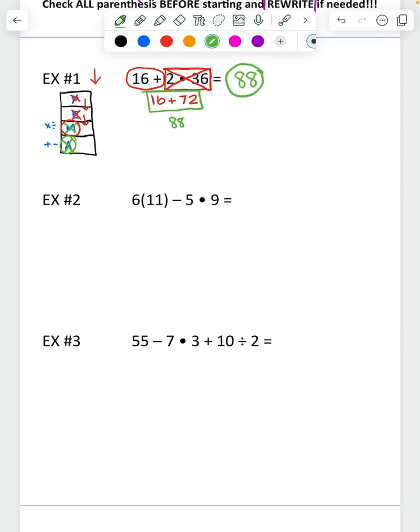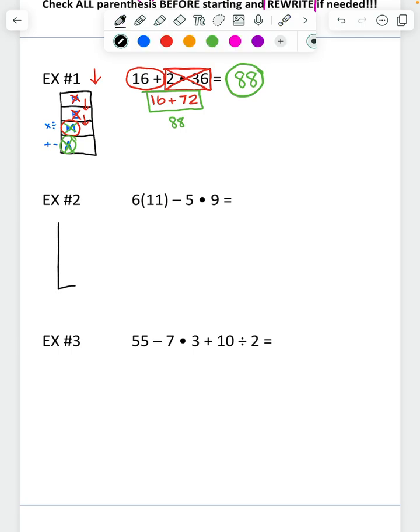And that's how we use our OOO tower. So let's go to example number 2. So again, I have parentheses here. I have subtracting and multiplying. So I have lots of different operations happening. So I need to use my OOO tower.